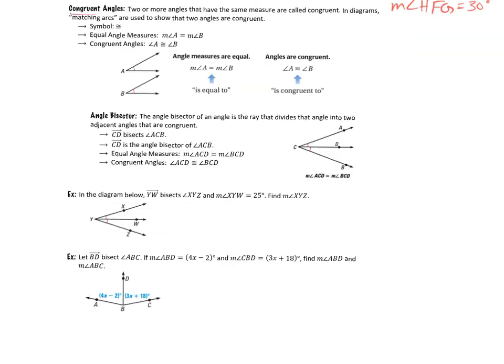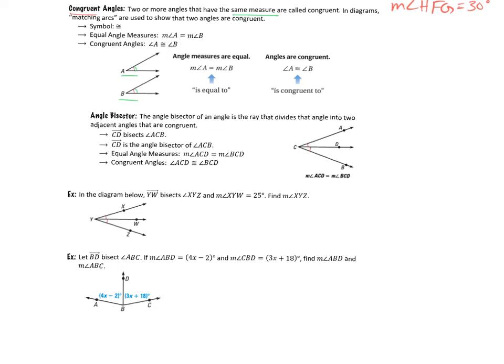Congruent is the word we use in geometry to indicate things that are equal or the same. So congruent angles are two or more angles that have the same measure. So in diagrams, we use matching arcs to show that two angles are congruent. Here, you can see that both angle A and angle B have a single line inside them. Sometimes you'll also see it with a second one right next to it if you have more than one pair of congruent angles in a diagram.